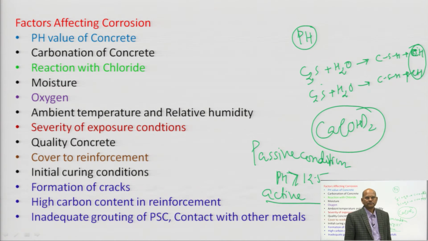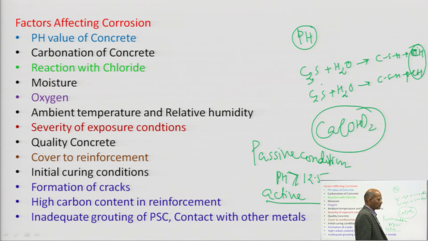So, you should have a sufficient amount of cement. The minimum amount of cement is restricted by the IS code, depending on the exposure condition. We have defined 5 exposure conditions, which we discussed in the previous class: mild, moderate, severe, very severe, and extreme. Depending on that, they have restricted that you must have a minimum of this amount of cement, so that the pH of the concrete is higher than 12.5.